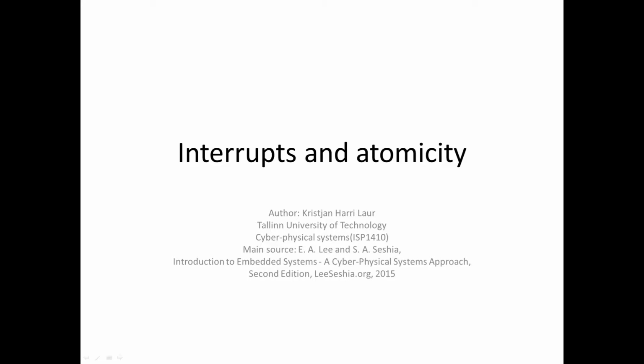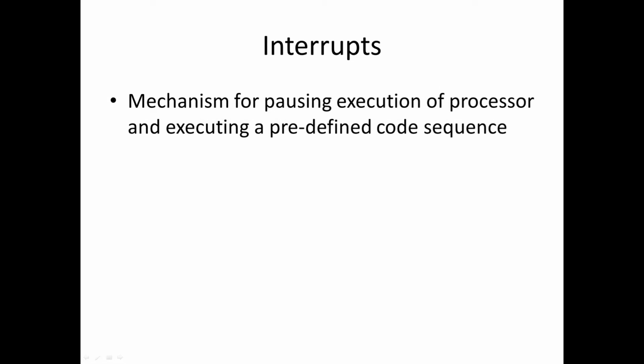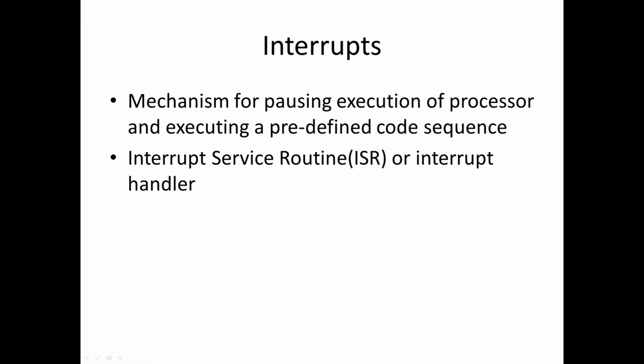Interrupts and atomicity. An interrupt is a mechanism for pausing execution of whatever a processor is currently doing and executing a predefined code sequence called an interrupt service routine, or an ISR, or interrupt handler. Interrupts are handled by a bit of logic in the processor called an interrupt controller. It supports some number of interrupts and some number of priority levels.